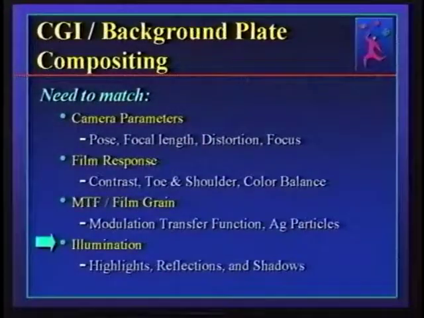First of all, the things that you need to match up in order to get a computer graphic element and a background plate to look like they really belong together, there's a large number of them. I'll only be speaking about the illumination, but these also involve the camera parameters, the film response, film grain, even the modulation transfer function of the lens should be matched. But today I'll be discussing work that relates to matching the illumination between the actual scene and the synthetic objects.